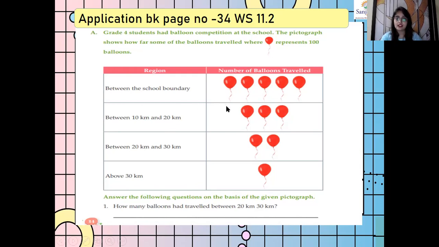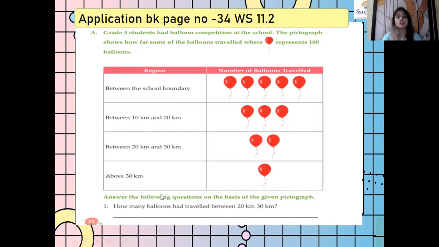Then the next category is between 10 kilometer and 20 kilometer. That is 3 balloons. So 3 into 100 is 300 balloons. The next one is 20 kilometer and 30 kilometer. That is 2 balloons. So 2 into 100 is 200 balloons. And above 30 kilometer, one balloon symbol is given. That is 100 balloons. Okay.